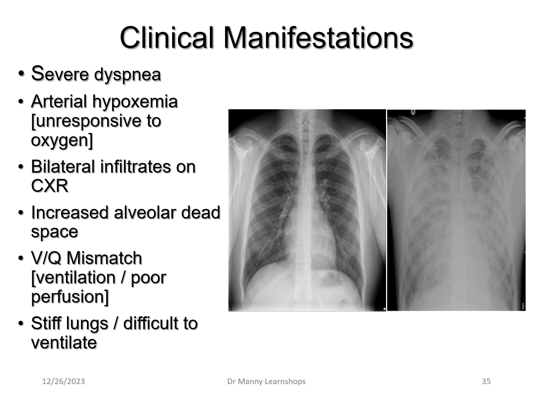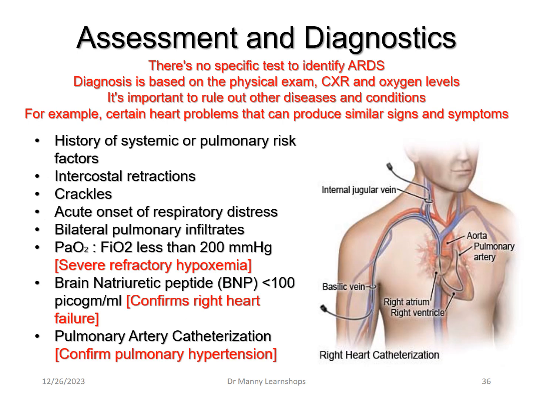What are some of the clinical manifestations? Well, the clinical manifestations are severe respiratory distress, dyspnea. They're hypoxemic, unresponsive to oxygen therapy. On the chest X-ray, have a look, second chest X-ray, bilateral infiltrates, fluid on the chest X-ray. Increased alveolar dead space, which means areas of lung that cannot participate in gas exchange. VQ mismatch, ventilation perfusion, same again. Gas exchange can't occur. And you end up with stiff, non-compliant lungs that are very difficult to ventilate.